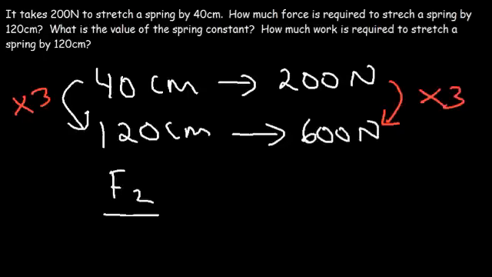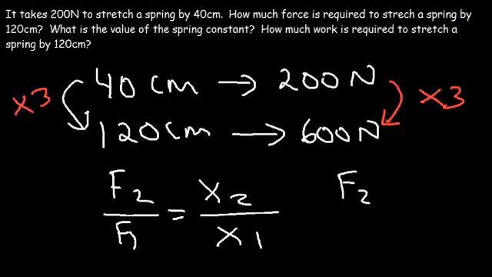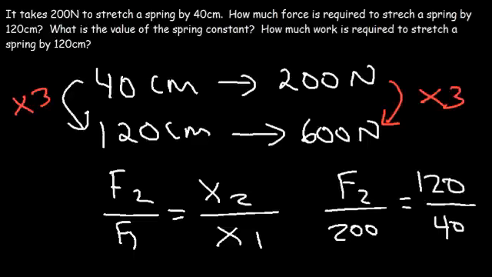Again, you can use this equation. F2 over F1 is equal to x2 divided by x1. So we're looking for F2 this time. F1 is 200 newtons. X1 is 40 centimeters. And x2 is 120 centimeters. You don't need to convert the units to meters because the unit centimeters will cancel.